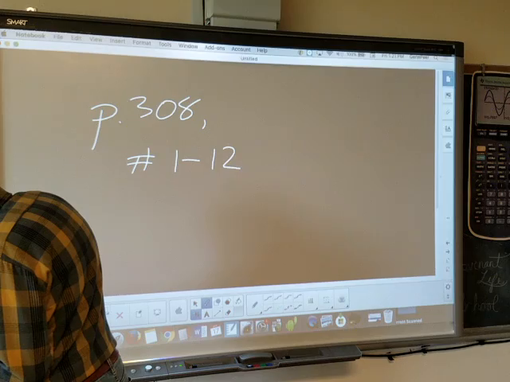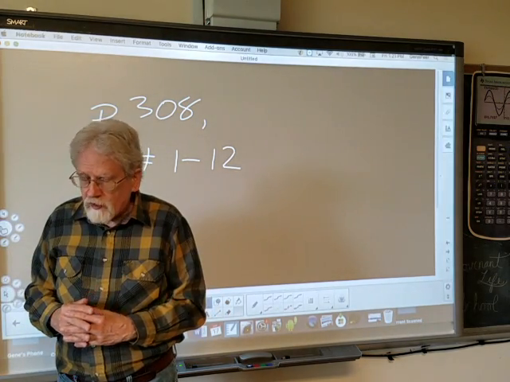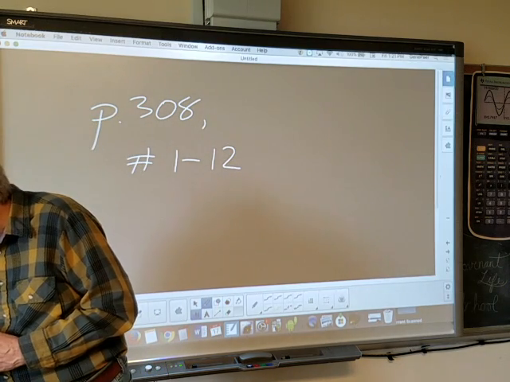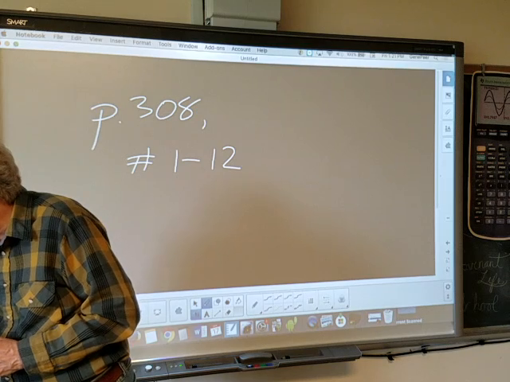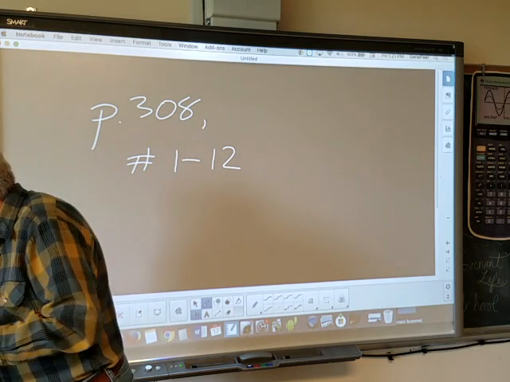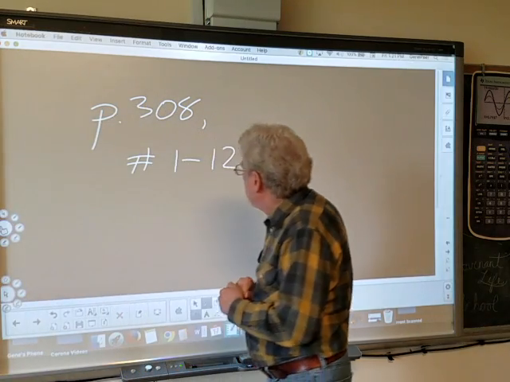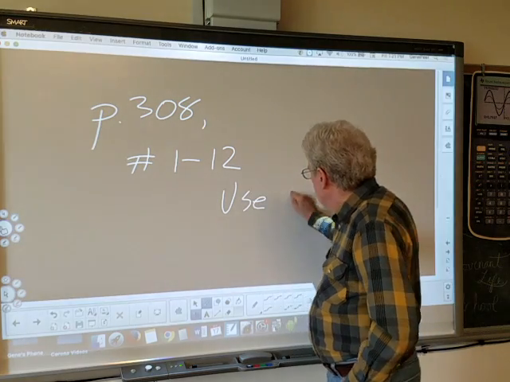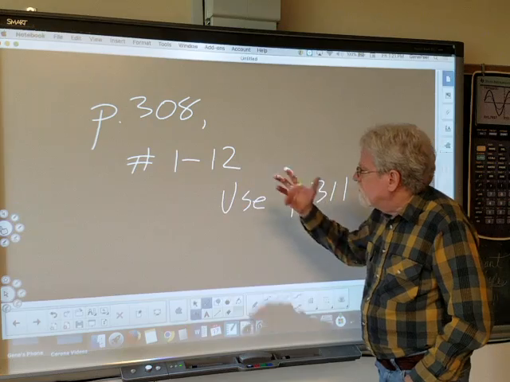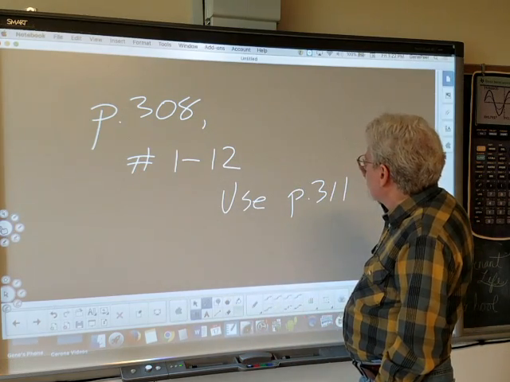In some of these, they give you the hypotenuse. What do you do with the hypotenuse? You ignore the hypotenuse. You're only working with the opposite and the adjacent. They will give you the hypotenuses in some of these. Just ignore them. So 1 through 12 on page 308. You'll be using page 311 or your calculator to do the arithmetic. You'll need the calculator.